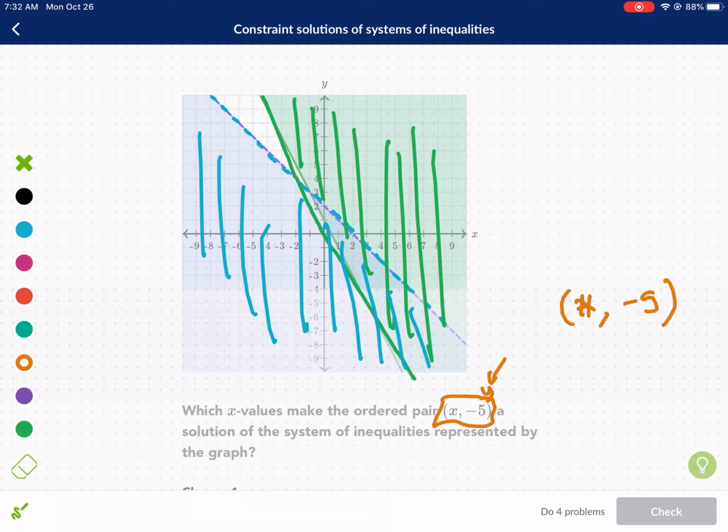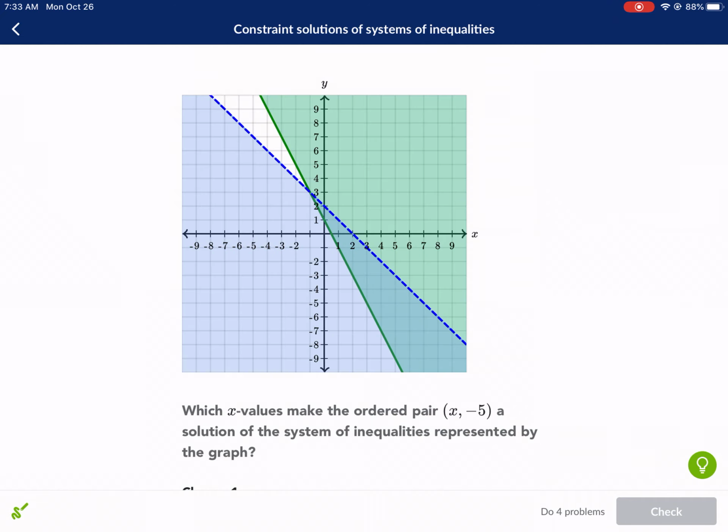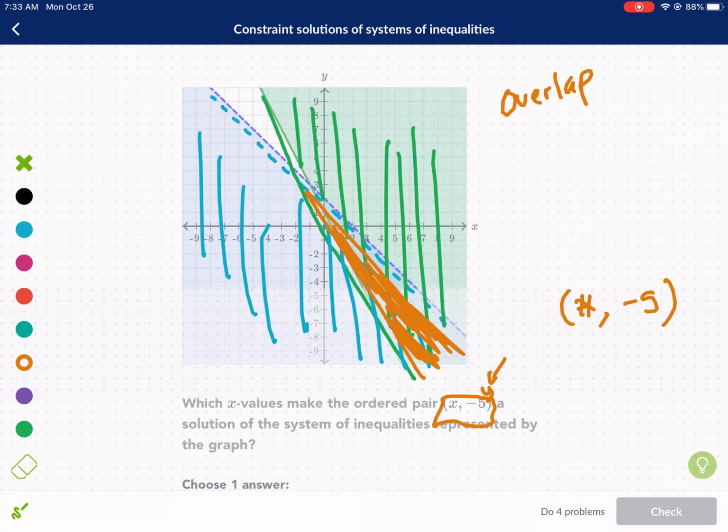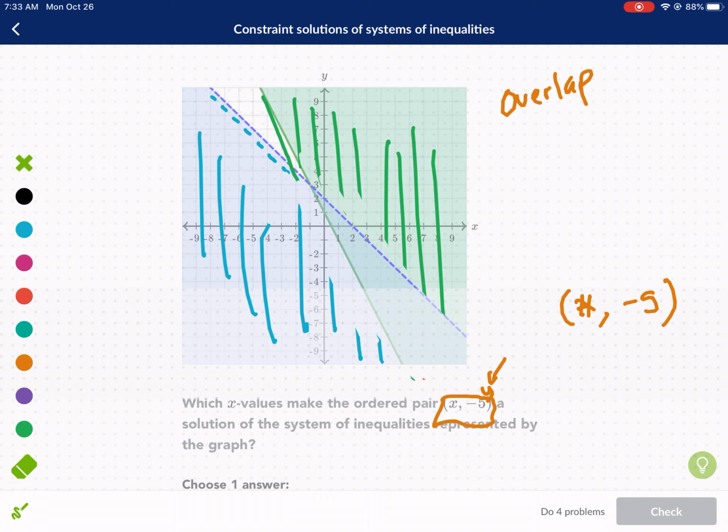The solution to a system is where the graphs overlap. So we're looking for the overlap, which is everywhere in here. Now we're asking ourselves, which x values make the ordered pair a solution? There's a range of answers because there's a range where these overlap. It's asking us for a specific y value, so we need to determine the y value that gets paired with the x values.